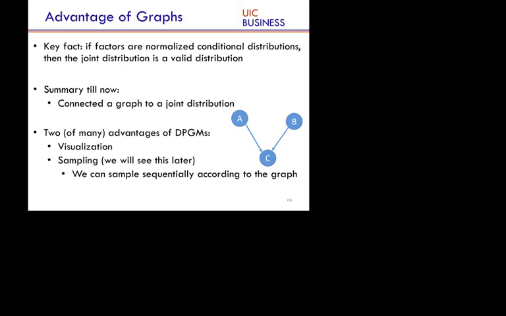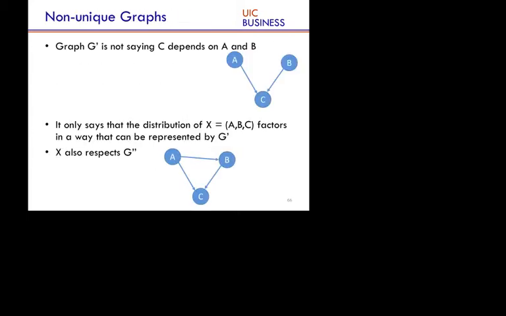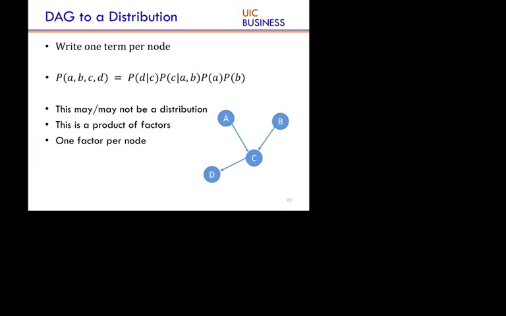So about this valid distribution that I was asking about, 3 slides ago we had a graph and we said we're going to create a factor per node of the graph, and we got some product form, and we were not sure whether that actually corresponded to a joint distribution or not, right? I don't want to flip slides, but let's take it on faith this time that if factors are normalized conditional distributions, then the joint distribution is a valid distribution.